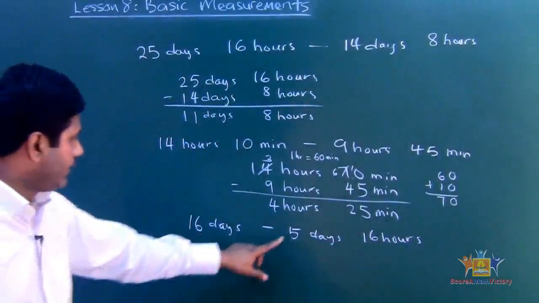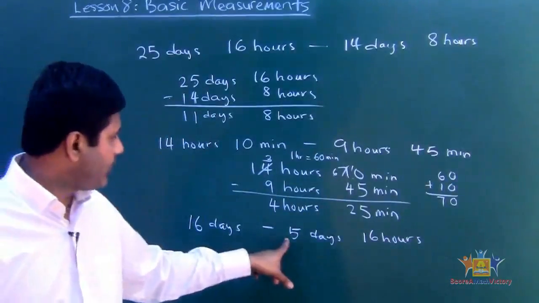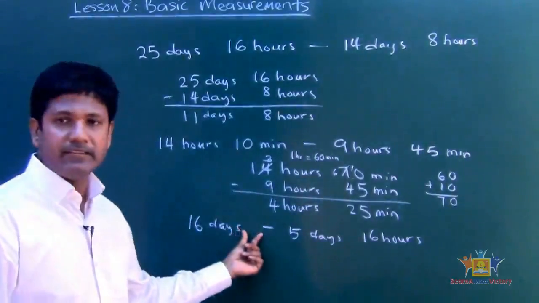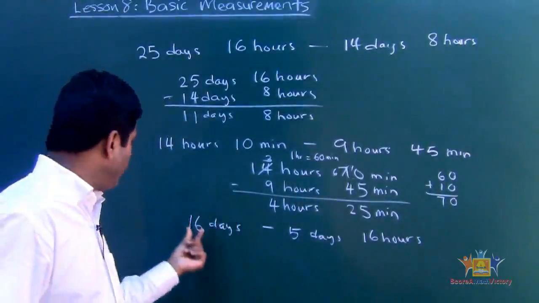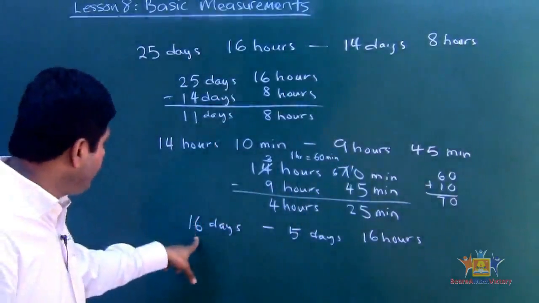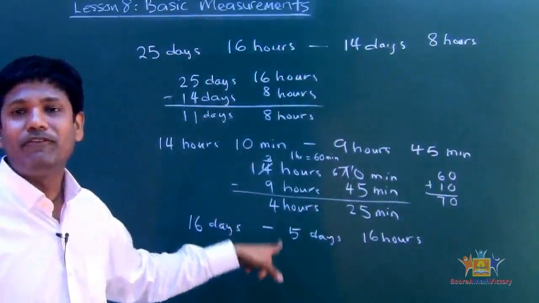Look at that. I got 16 days, I'm subtracting with 5 days and 16 hours. But I don't have hours yet, doesn't matter. Okay, you take 1 day out of that and change it to hours. So that gives you 15 days and 24 hours.